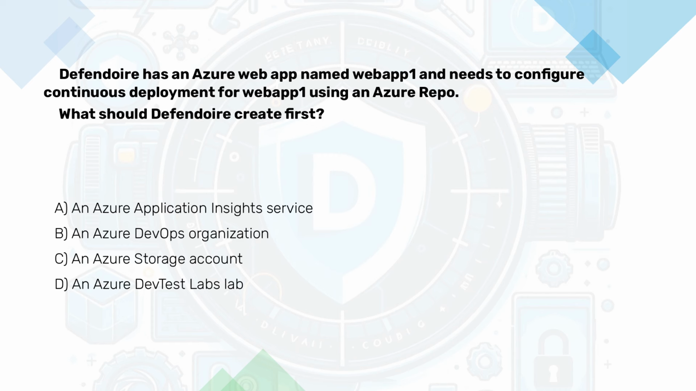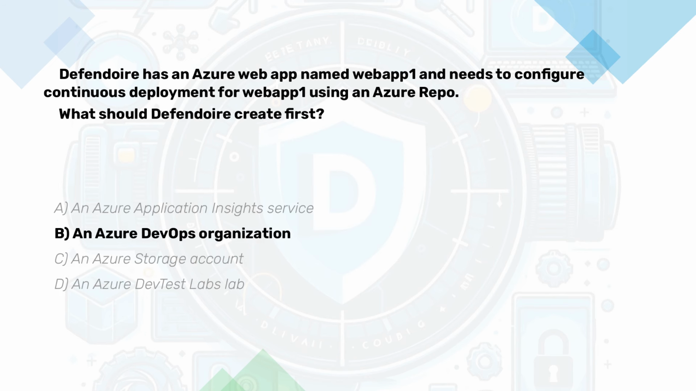Okay, now pause the video here, have a bit of think, and then continue when you are ready. The correct sequence to configure continuous deployment using Azure Repo would involve setting up a DevOps organization first. This structure provides the foundation for managing teams and environments necessary. This option is crucial as it sets up the environment for effective deployment configuration, ensuring proper resource management and collaboration among development and testing teams.